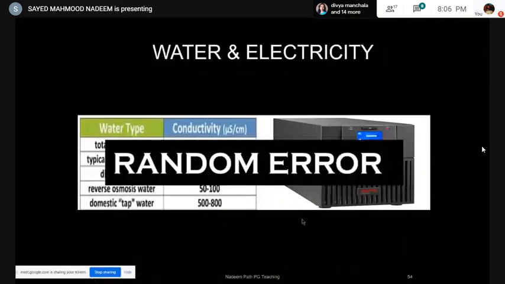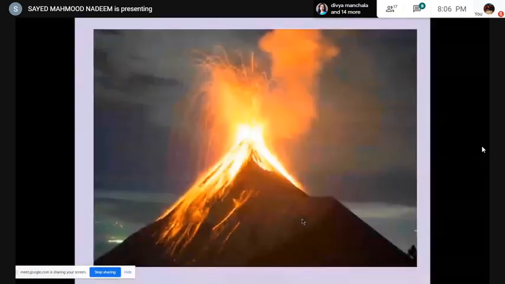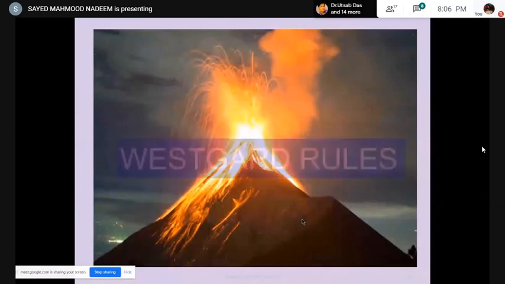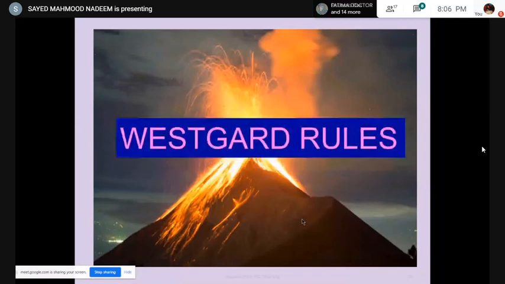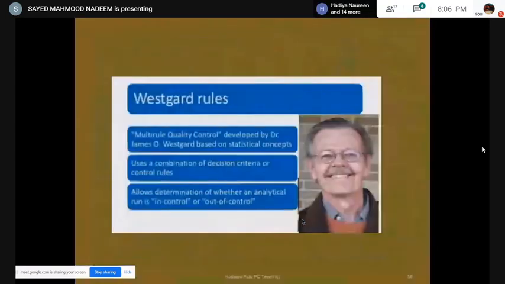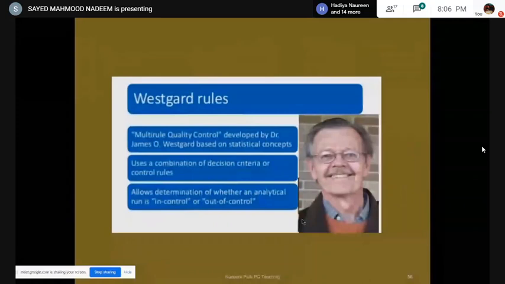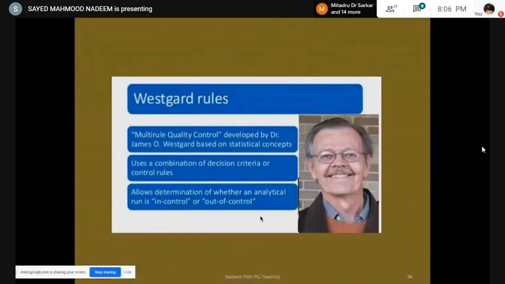So with these 5 points in trying to understand the various activities in relation to Westgard, I think we are now ready to get into the Westgard rules. Westgard rules were developed by Dr. James O. Westgard in Wisconsin, America, and he analyzed the data and realized that there is a pattern, and if you understand this pattern, you can say whether your run is in control or out of control.